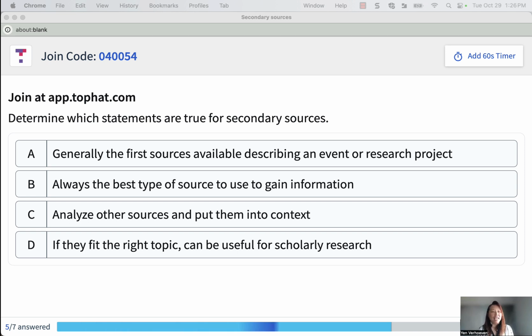And again, if you want to answer in chat, totally fine with me, okay? But I would like you to answer because this is a good exercise for you and it gives you a feel for what the quizzes are going to be like. Some of you said A, some of you said B, some of you said B and C, C and D.